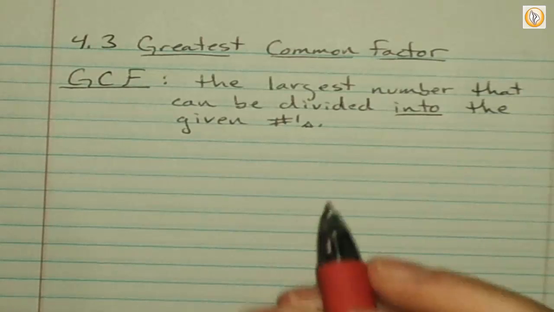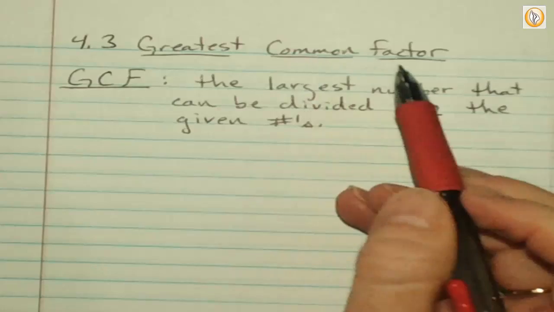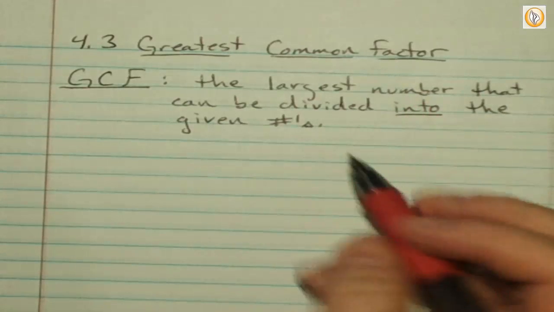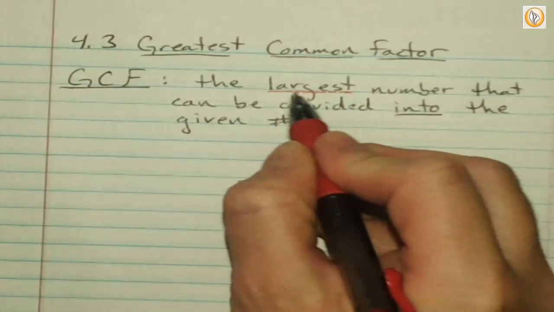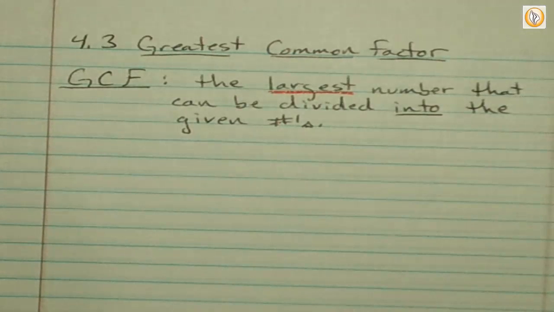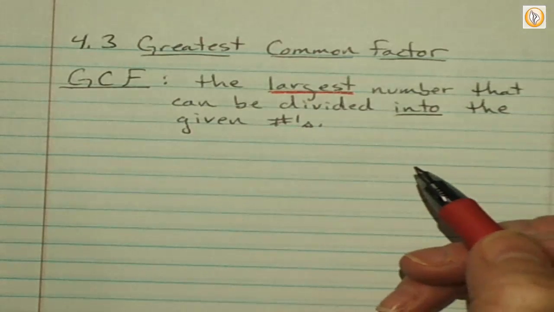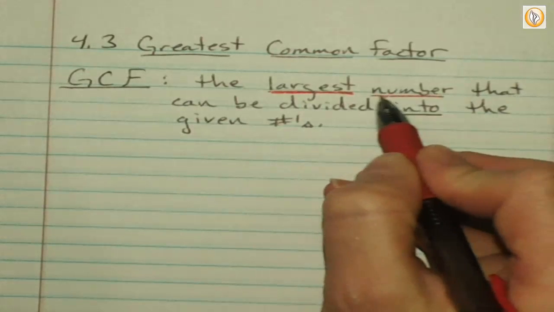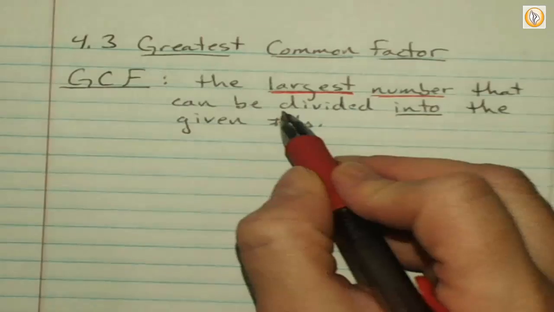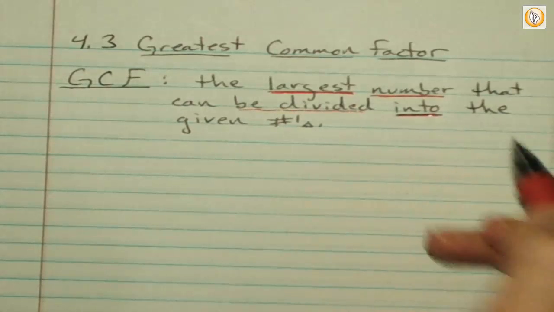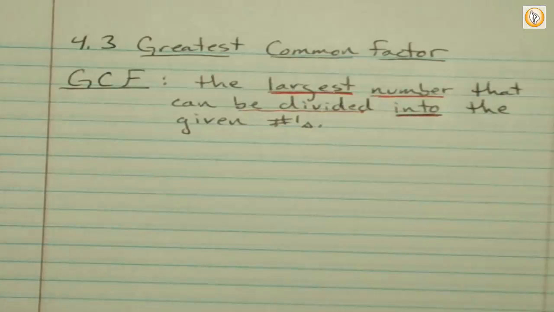Keep in mind, if you look, it's the greatest common factor, right? Greatest, it's the largest. Common. So we're looking for one number, the biggest number, the largest number that can be divided into the given numbers. Now notice it's plural. So we're looking for the largest number that can be divided evenly into 2 or 3 or more specific numbers.